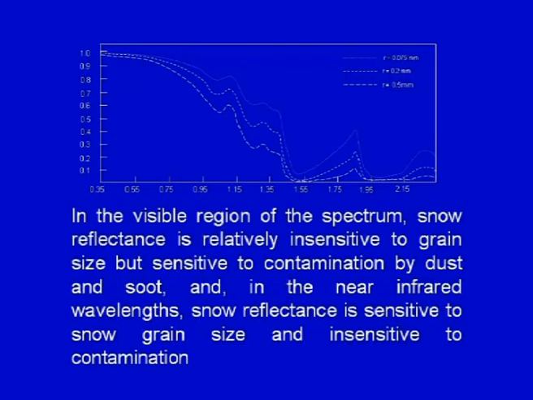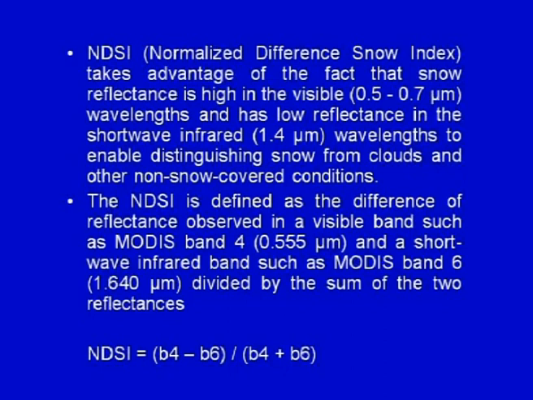NDSI takes advantage of the fact that the snow reflectance is high in the visible region, that is between 0.5 and 0.7 micrometer wavelength, and has low reflectance in the short wave infrared, that is at about 1.4 micrometer wavelength, to enable distinguishing snow from clouds and other non-snow covered conditions.